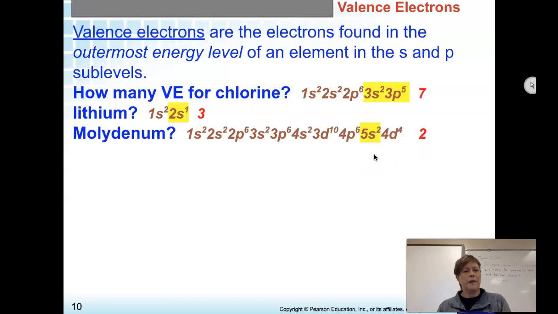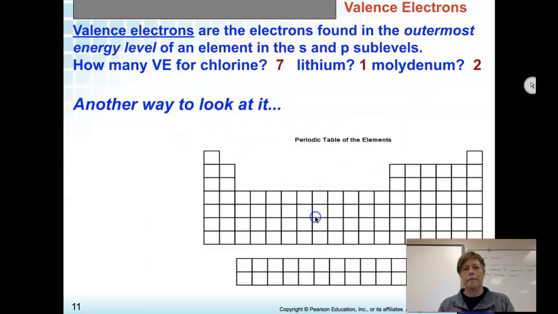So again, when I'm looking at this, it is wrong. You can see it's clearly wrong. The second energy level only has 1 valence electron. Here we have 7, and here we have 2. So keep in mind, you're looking at the outermost energy level. Okay, so when I'm looking at chlorine, lithium, and molybdenum, let's look at it in a different way.